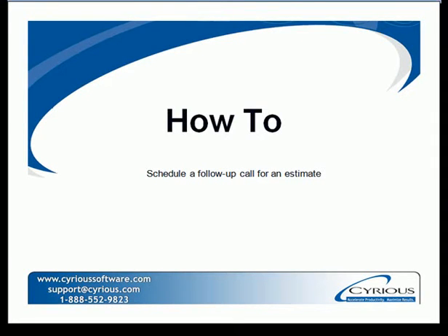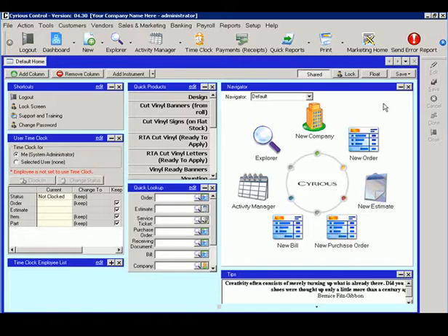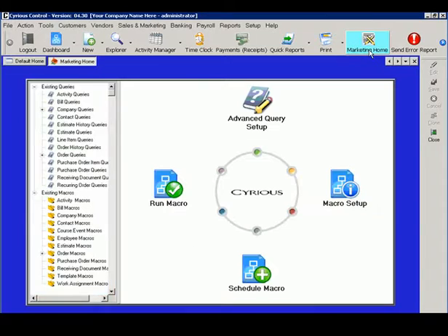In the following section, we will go over how to make Control automatically create a callback for a newly created estimate. To create our macro, we'll first have to go to the Marketing Home on the navigation bar, and then select our macro setup.